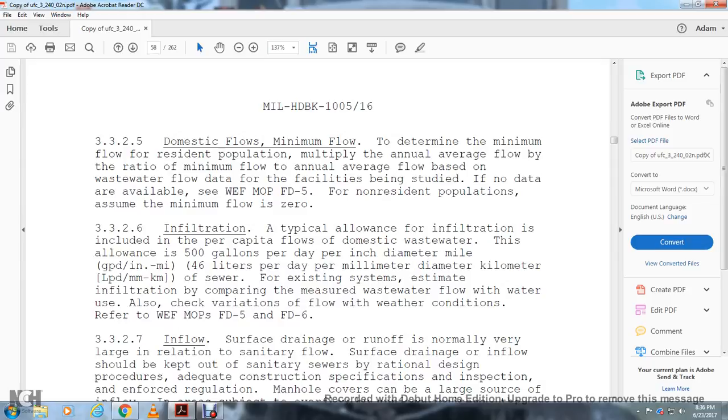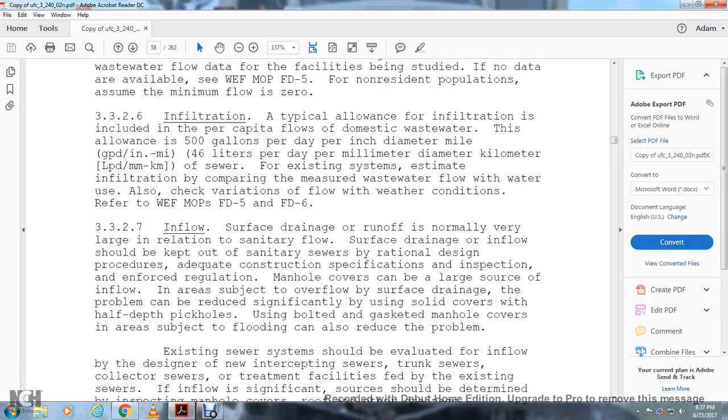Infiltration. A typical allowance for infiltration to be added to the per capita flow of domestic wastewater is 500 gallons per day per inch of diameter per mile, or 46 liters per day per millimeter of diameter per kilometer of sewer. For existing systems, estimate by comparing the information with the domestic water waste flow for the water used, and check the variation of flow with weather conditions. Refer to the Water Environment Federation MOP 58, 5D5 and 5D6 for inflow.